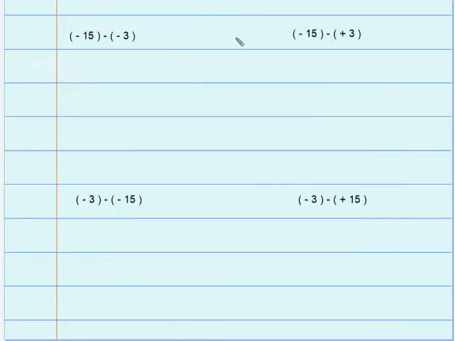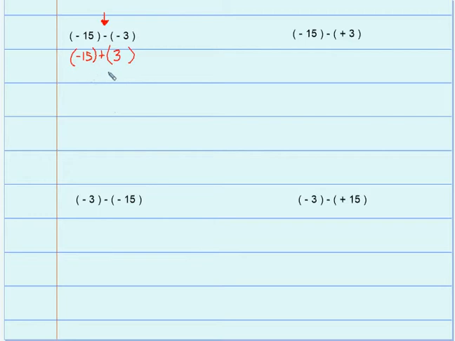Okay, so let's do 4 sample problems where we're adding the opposite. Okay, this is algebraic addition here. We're going to change from subtraction to addition. So this problem really becomes negative 15 plus the opposite of negative 3, which would be a positive 3. Okay, and if it helps you to see the numbers in the parentheses, go ahead and leave them there.